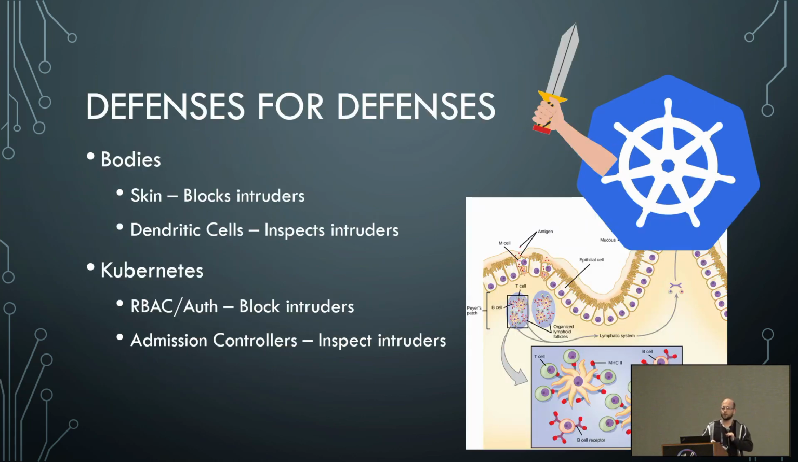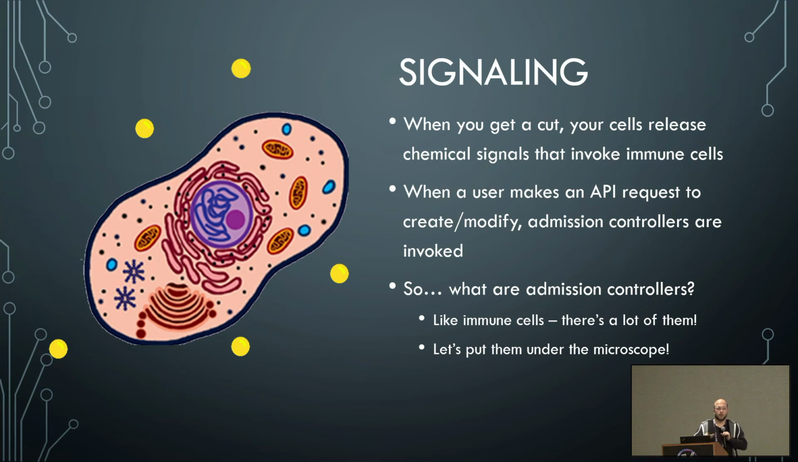In our body, we have skin. It blocks intruders. We also have our dendritic cells, which inspect intruders. In Kubernetes, we have RBAC and authentication, which blocks intruders. And we have admission controllers, which can inspect. When you get cut, your cells release chemical signals that invoke the immune system. And similarly, when a user makes an API request to create or modify an object, admission controllers are invoked.